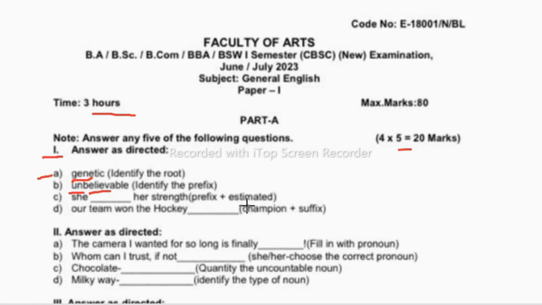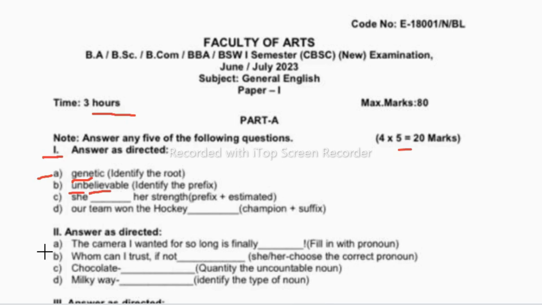Next one, C: 'She dash her strength', prefix plus 'estimated'. Here they have given 'estimated' and they're asking you to write a suitable prefix for it. So you have to write 'underestimate'. 'Under' is a prefix. She underestimated her strength. Next one: 'Our team won the hockey' champion plus suffix. After 'champion' you have to write the suitable suffix. What can it be? It could be 'ship', championship. If you write in this way, you will get all 4 marks.